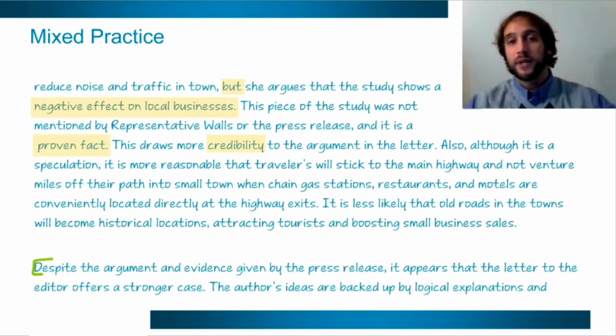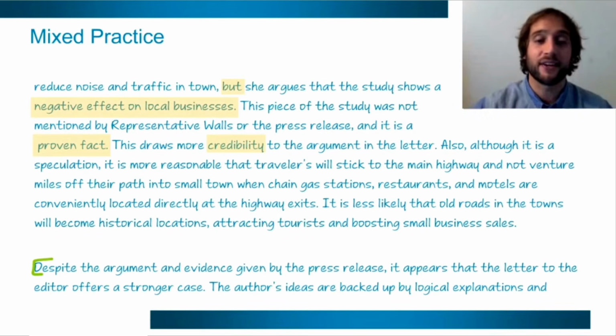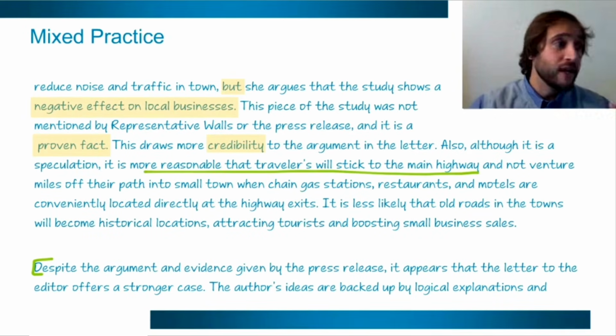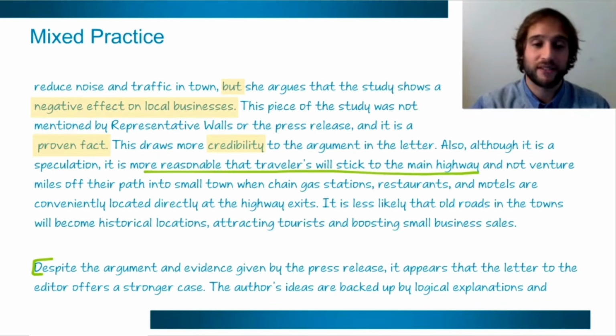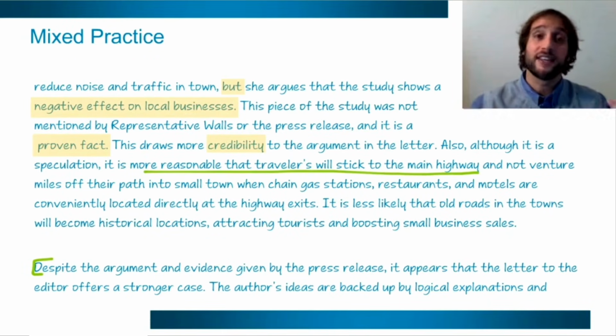So then we use that to continue on and say, hey, this seems like it's a little bit more of speculation, but based on this study and based on the author's previous speculation, tying it together, we say that it does seem more reasonable that they will stick to the main highway and not come into the town, right? That they'll just bypass the town on that nice new highway and never come in on those small roads to see our local businesses, right? So we tie that all back in to see how this would support the author of passage 2.